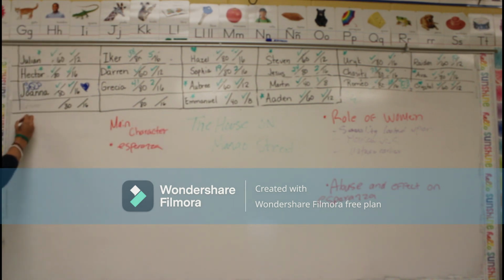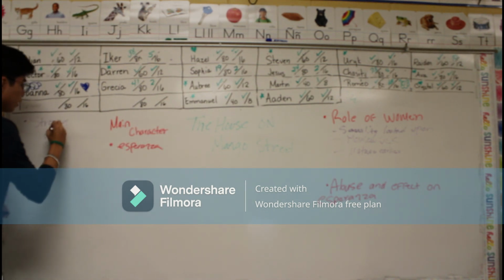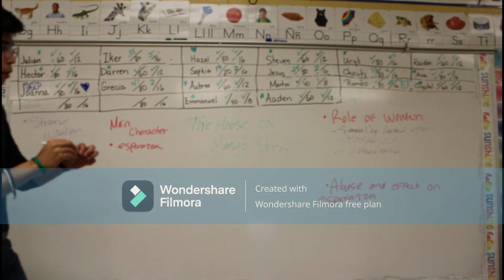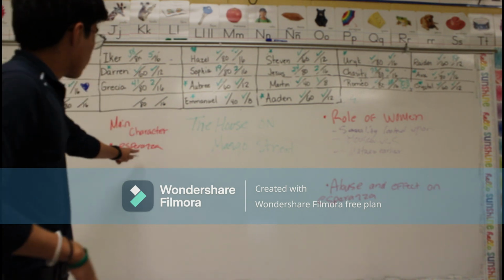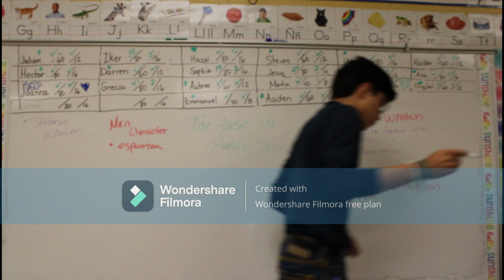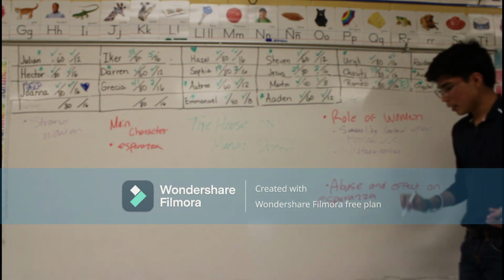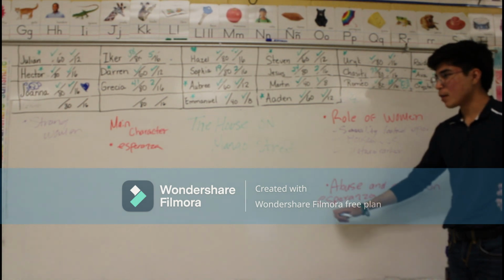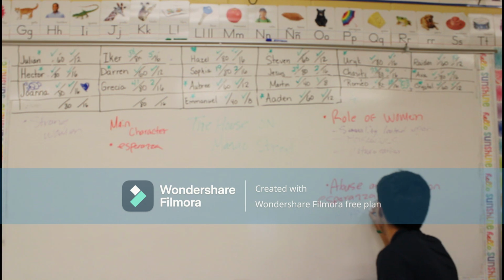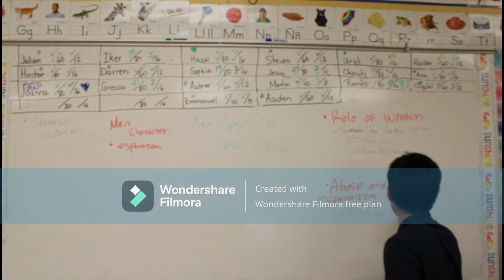Let's put it right here. Our main theme right here, what we're going to learn about, is strong woman. So we can already infer that Esperanza is going to be a strong woman. So let's see. The abuse, like how stated right here, is going to have a positive impact. And why does it have a positive impact?